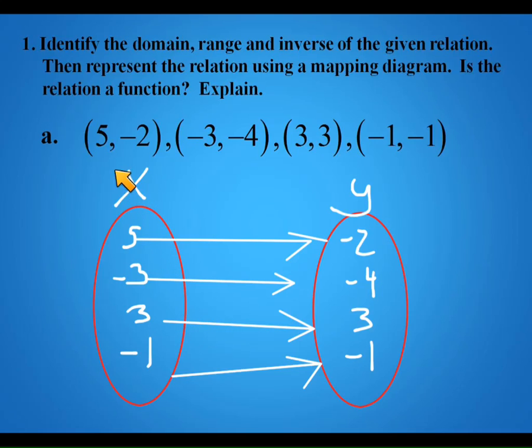Remember the definition of a function says for every x, you can only have one output. So does every x only go to one y value in this case? Yeah, every x only goes to one y. So it says, is this a function? You would say yes, because every x goes to one y. This x goes to one y. This x goes to one y.